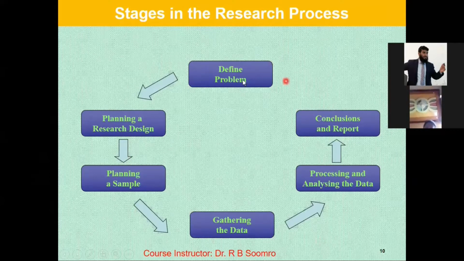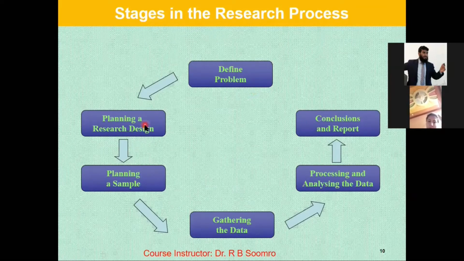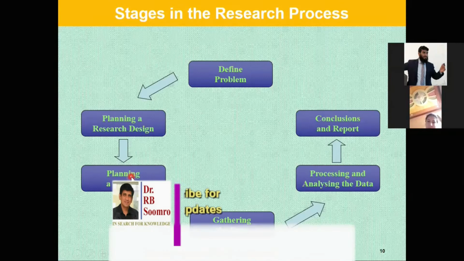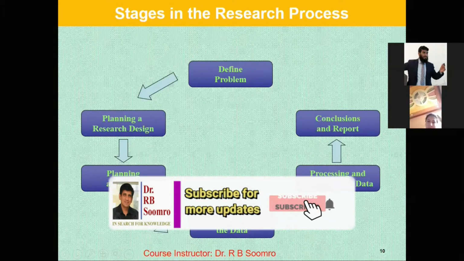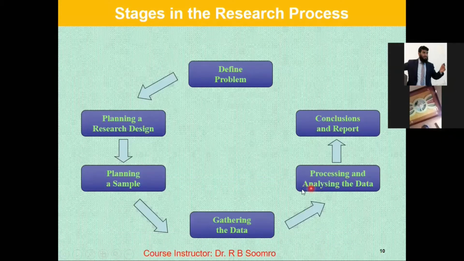Ended research. So this whole process is going to be discussed today. This process starts with defining the problem. First of all, we have to define the problem, and then plan a research design, and then plan a sample, gather the data, process and analyze the data, and finally reach a conclusion and submit the report. This is the overall structure of the research.